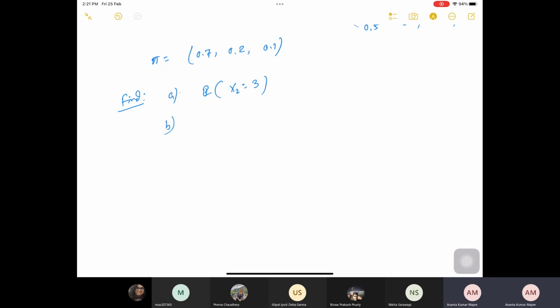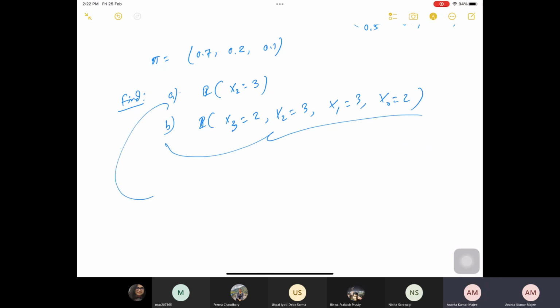Okay, and second, I want to find the probability that X3 is equal to 2, X2 is equal to 3, X1 is equal to 3, and X0 is equal to 2. This part you have already seen in my previous example. The initial conditions and transition probability matrix are given to you so that I can find these kinds of things. Okay, so let us first try to find this A. As I told you, I need to find the two-step transition matrix, no?